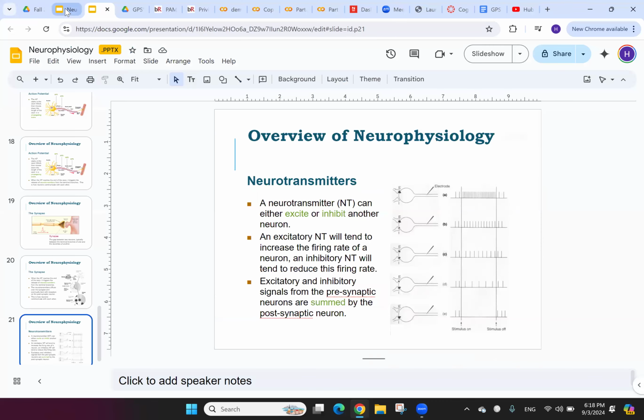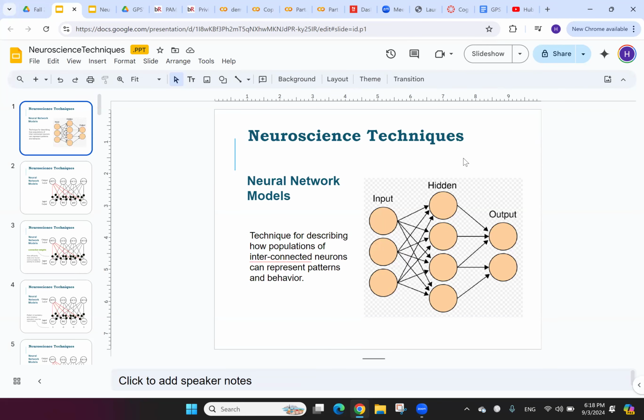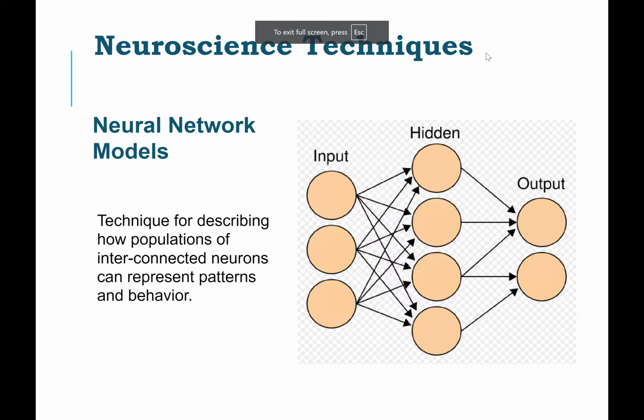Okay, let's move on to today's topic. So now that we talked about the basic operations for how cells communicate, let's think of an abstraction of that and talk about what we call artificial neural networks.